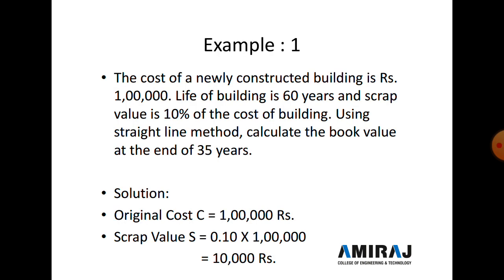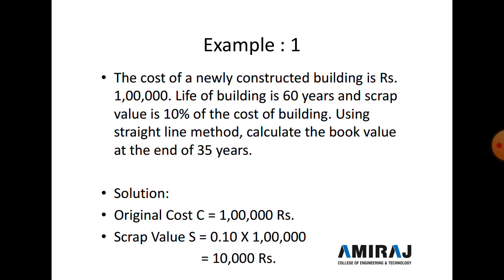Now let's start examples for finding out the depreciation. Let's start example number 1. In this example, the total cost of a newly constructed building is rupees 1 lakh, and the life of the building is 60 years, and the scrap value is 10% of the total cost of the building. Using the straight line method, calculate the book value at the end of 35 years.